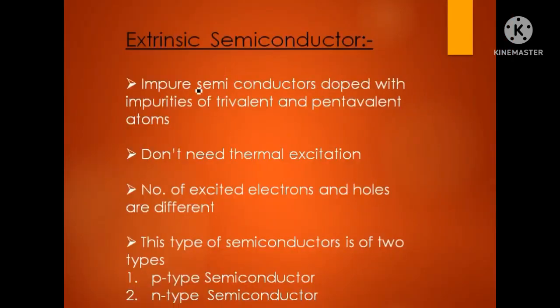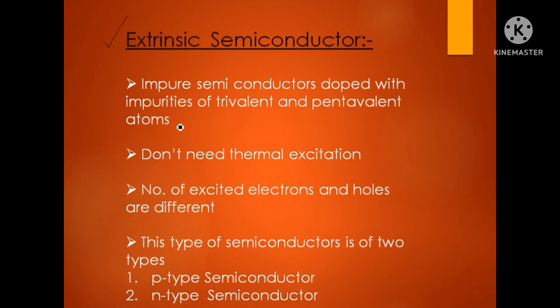We now discuss the second variety of semiconductor, that is the extrinsic semiconductor. In this semiconductor impure materials are added. So semiconductors are doped with impurities of trivalent and pentavalent atoms. These are impure semiconductors, and this type of extrinsic semiconductor does not require any external energy supply. That means it doesn't require thermal excitation, because impurities are added in order to increase their conductivity. How it increases, we will discuss in the later slides.